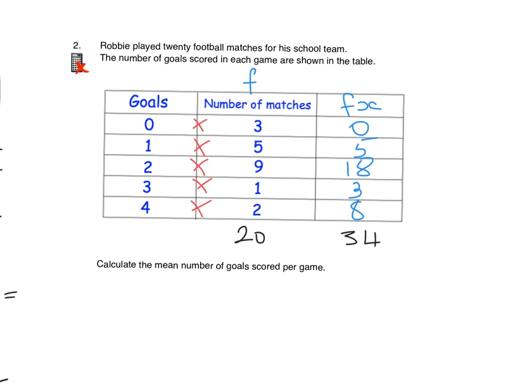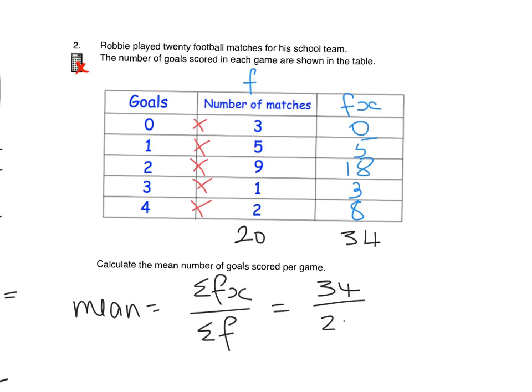Okay, and we're just going to use the same formula. So the mean equals the sum of the FX column, that's the new one, divided by the sum of the frequency column, which is 34 divided by 20, which is 1.7.